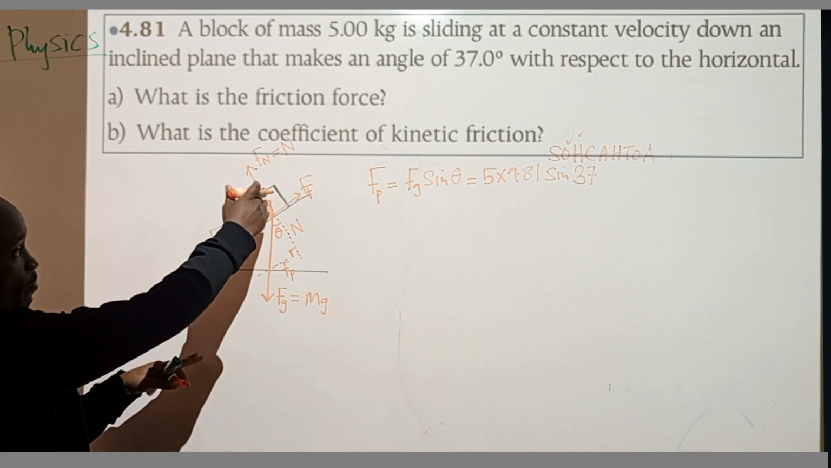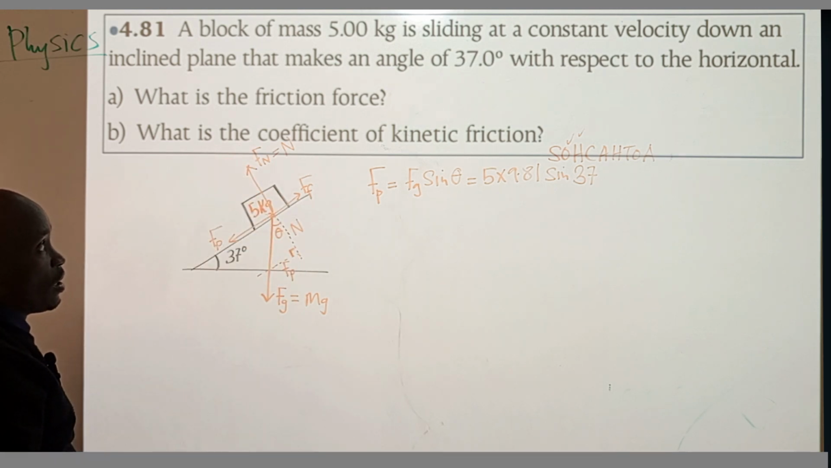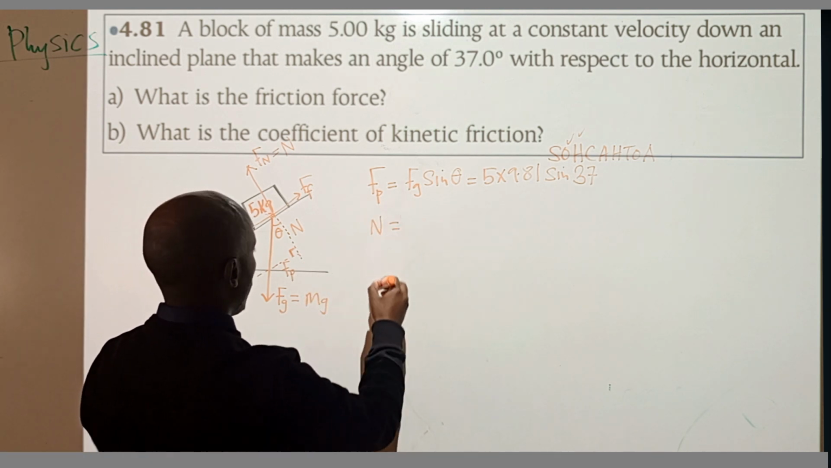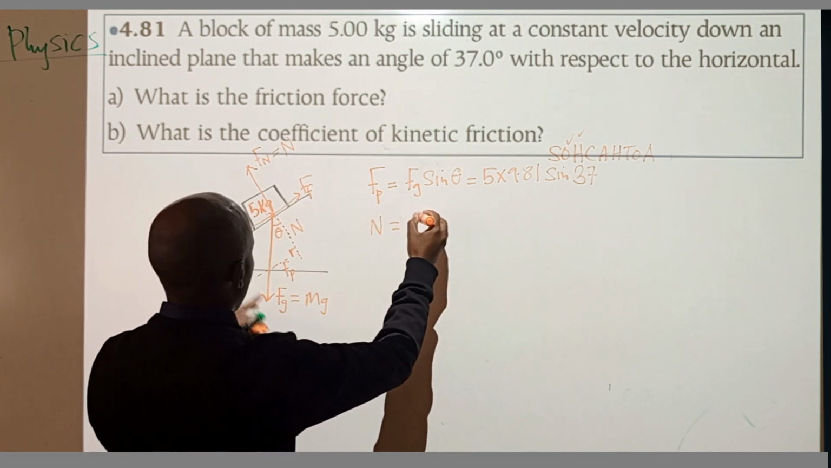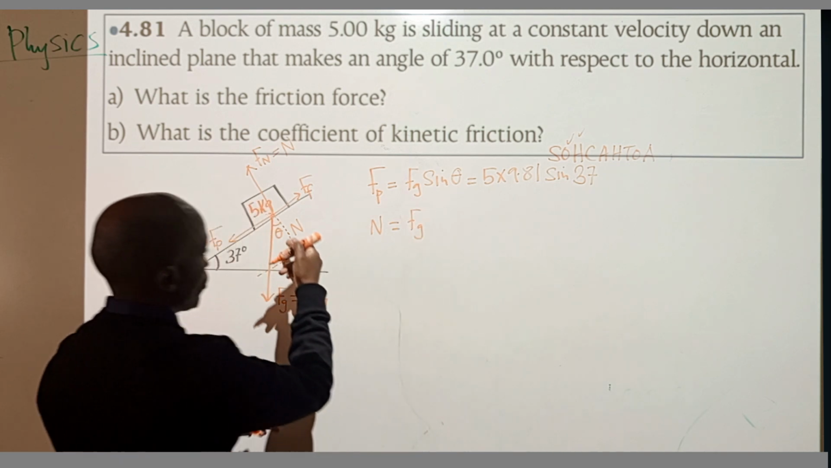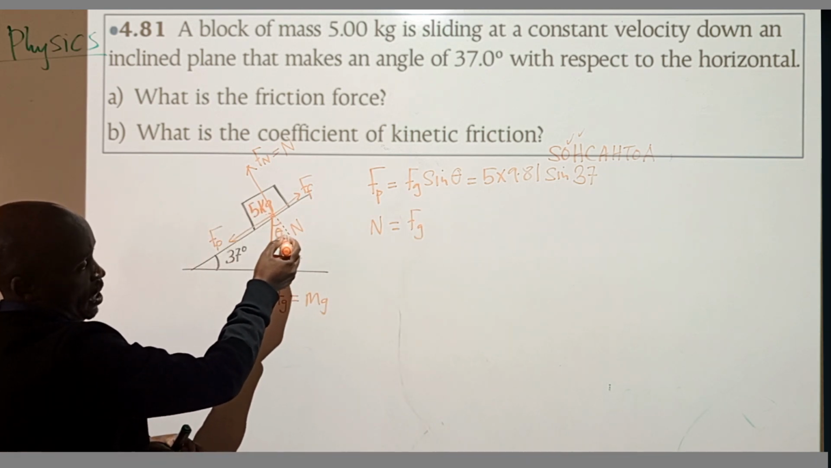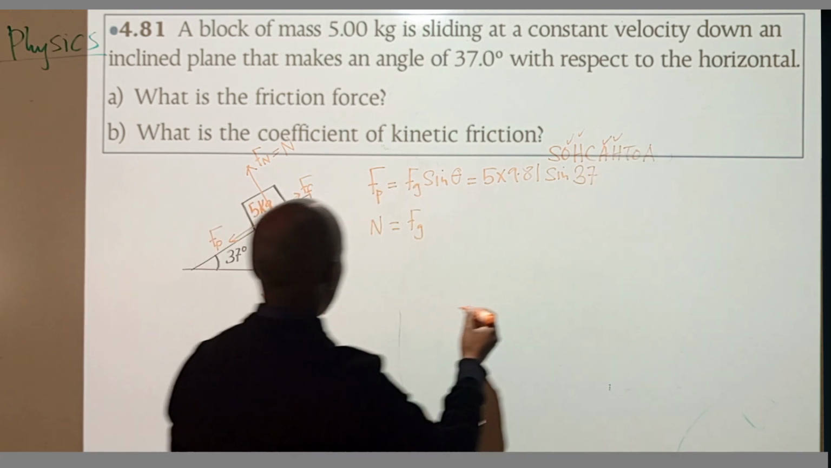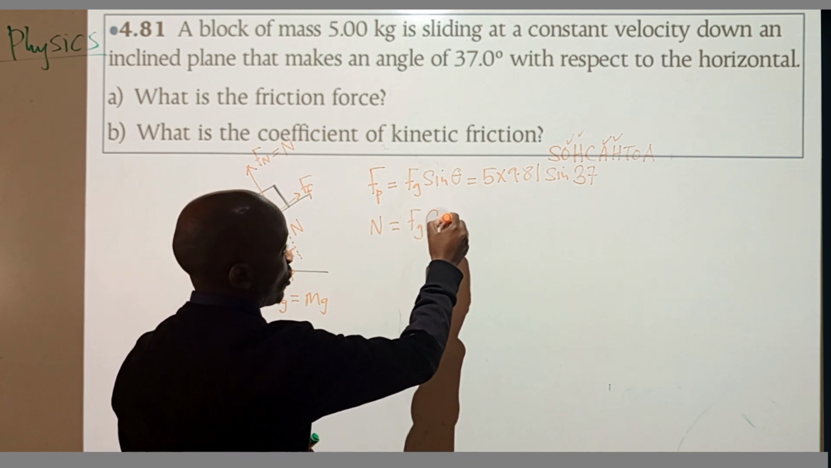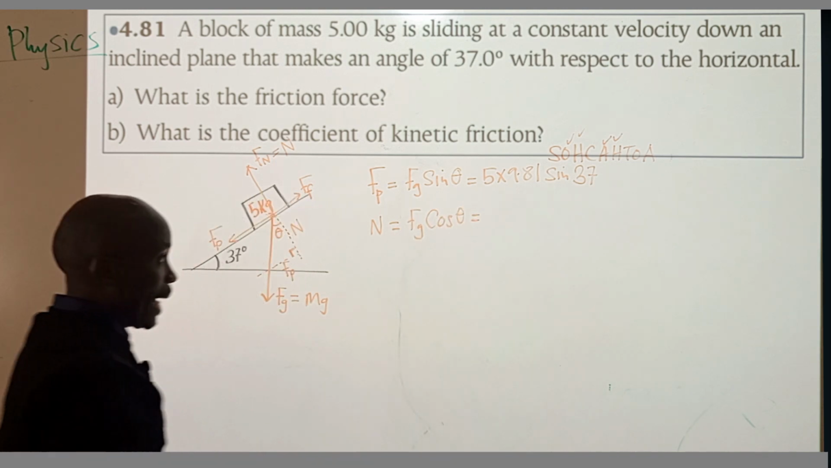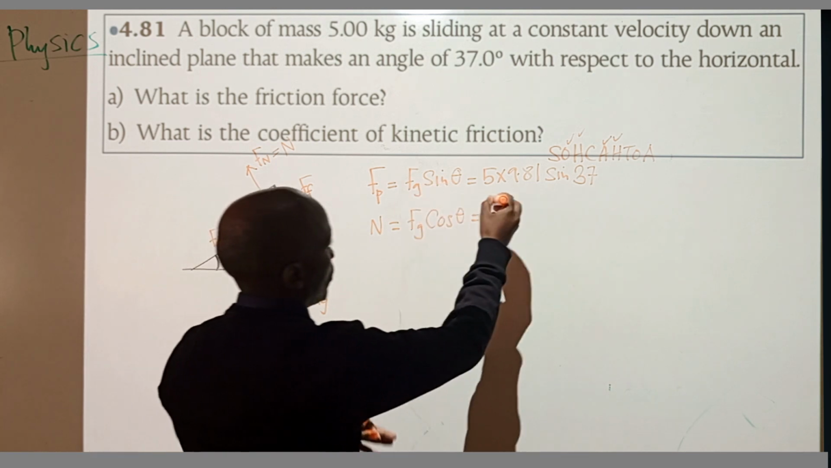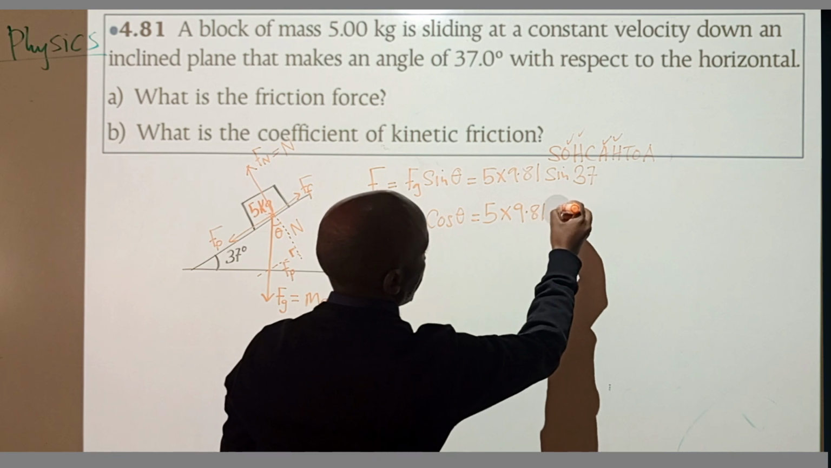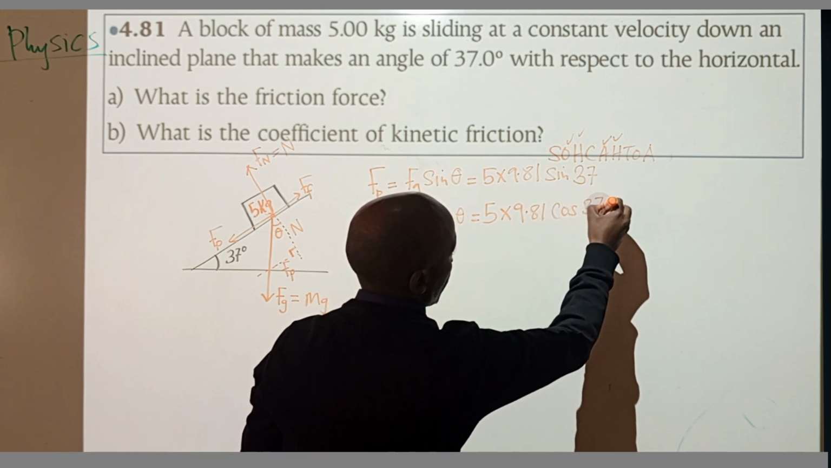And then we have the perpendicular component, which is the normal reaction force to the slope. So our N here will be Fg cosine theta. The angle and N are adjacent to each other, so adjacent and hypotenuse means we have Fg cosine of theta, where Fg again is the weight, which is 5 kilograms multiplied by 9.81 cosine of 37 degrees.